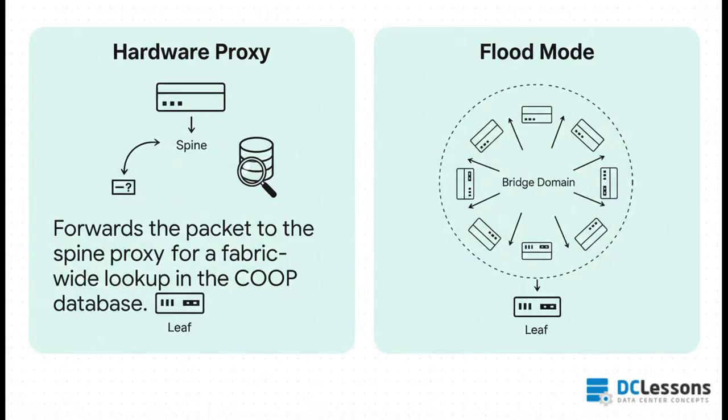Think of it this way. In hardware-proxy mode, the leaf switch basically says, I don't know this MAC. I'm not going to guess. I'm going to ask my boss at the spine. It's a centralized lookup. On the other hand, flood mode says, I don't know. Well, let's just send it out to everyone in this bridge domain. One is all about efficiency, the other is all about discovery.